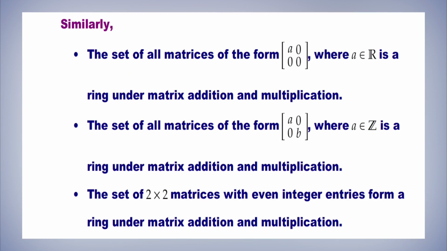Similarly, the set of all matrices of the form [a 0; 0 0], where a in R, is a ring under matrix addition and multiplication. The set of all matrices of the form [a 0; 0 b], where a, b in Z, is a ring under matrix addition and multiplication. The set of 2 by 2 matrices with even integer entries forms a ring under matrix addition and multiplication.